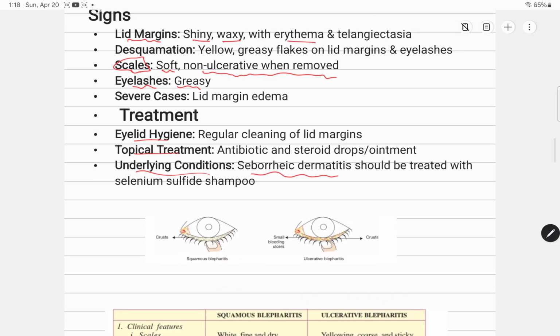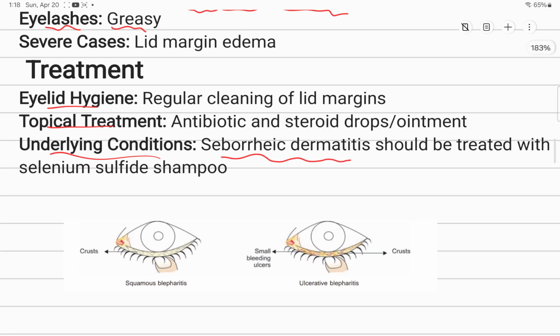Okay, in simple words, we will summarize anterior blepharitis. It has two types: one is squamous, one is ulcerative. In ulcerative, Staphylococcus is the main bacteria. In squamous, the cause may be unknown. So in both cases, the anterior lid margin is affected. There is presence of yellowish scale in both cases, but if you try to remove the scale and bleeding occurs, it is ulcerative type, but if bleeding does not occur, it is squamous type.